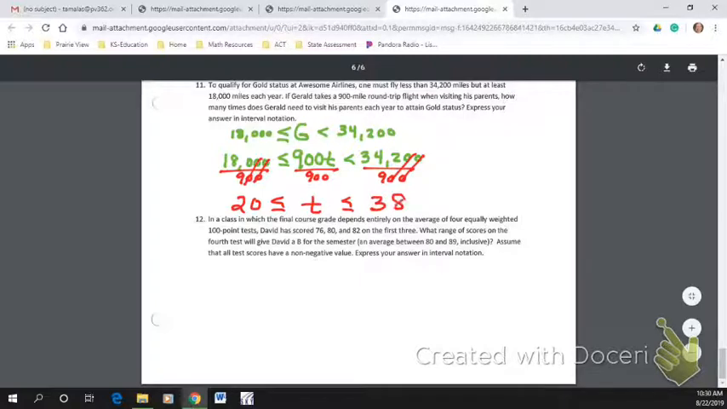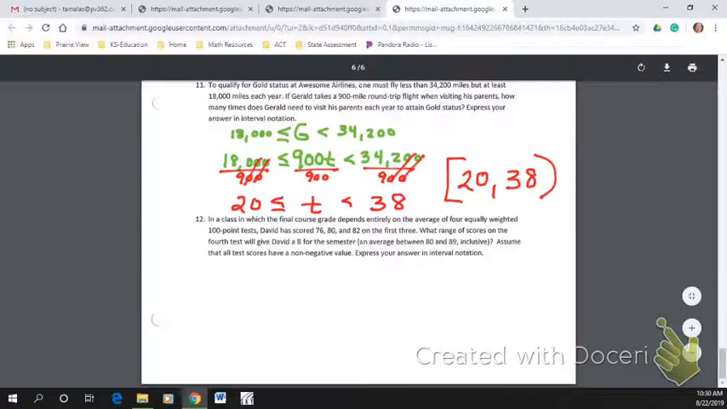Okay, so his trips need to be in between 20 and 38, and the interval notation for that is going to be 20 to 38, including the 20 but not the 38, because we had this line in the beginning and not here. So he needs to make between 20 and 38 trips to obtain gold status. Does that make sense? Is everybody good with that?